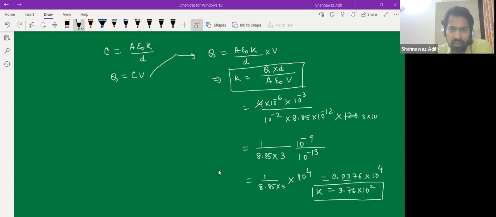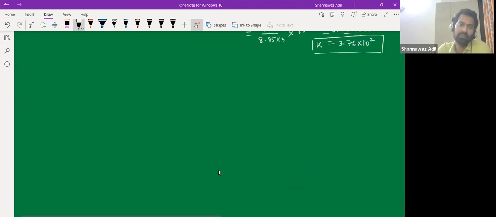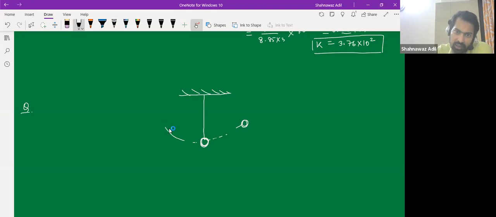Yes, sir. Okay, so now let us do another problem. But before we do this problem, let me ask you a question, guys. Let's say that you have a string and some pendulum, or let's say some masses. So what you do is that you bring this mass to this point, and then you release this mass. So it will go here, and this will move like this. So can you guys tell me what is the time period of this oscillation of this simple pendulum?